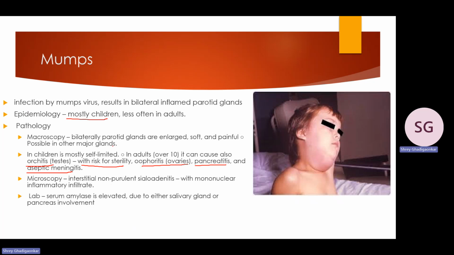Regarding the microscopy, as you know, it's a viral infection, so it's going to be non-purulent, and it's going to have a mononuclear inflammatory infiltrate. Specifically about the labs, the serum amylase is usually elevated, and this is usually due to salivary gland or pancreas involvement.